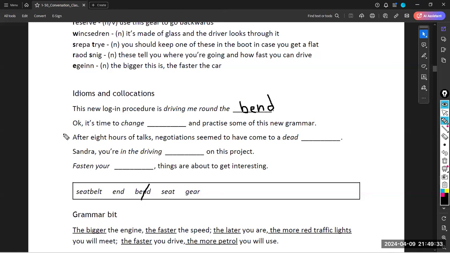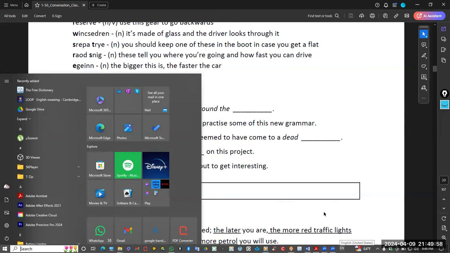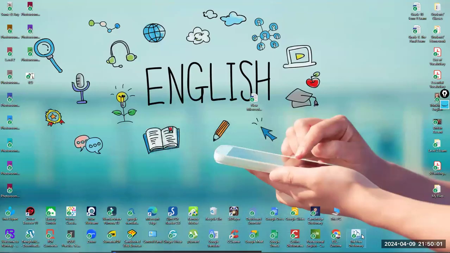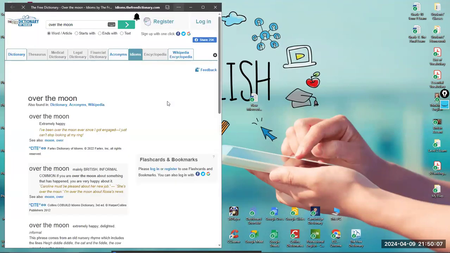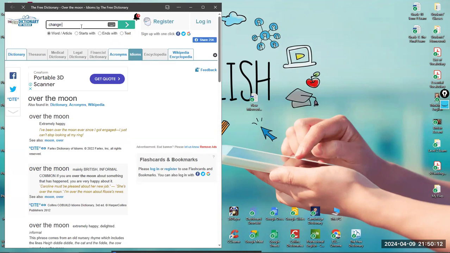Two. Okay, it's time to change and practice some of this new grammar. Change gear. To change gear, exactly. The meaning of change gear is to change the mission completely. I don't know if this dictionary can show us the meaning. Let me try to search for it. I think I have it, this is it. Change gear or change the gear. Again, it is a good idiom. Change gear.